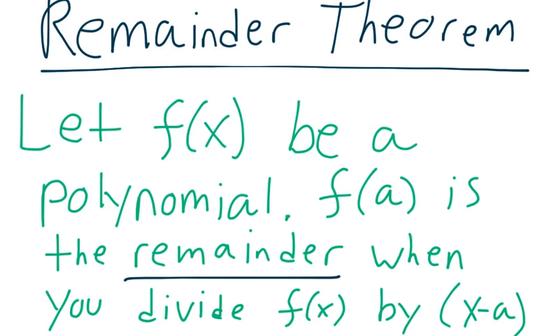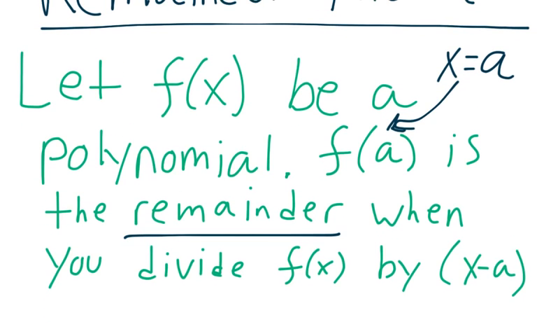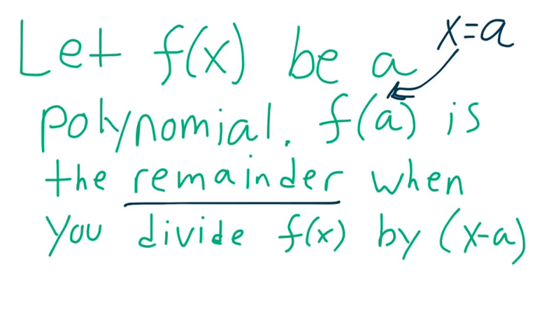So again, f of a means that x equals a, because I plug in a. And a is just some number. It's a formal definition, but a could be 5, it could be negative 10, it could be 0, it could be whatever.